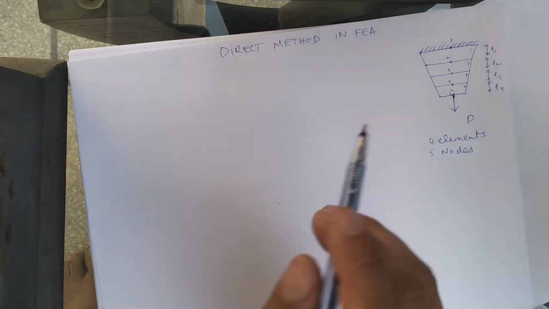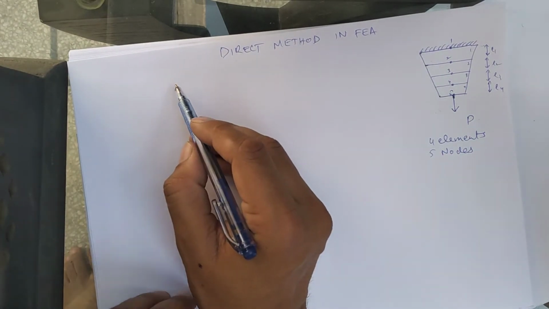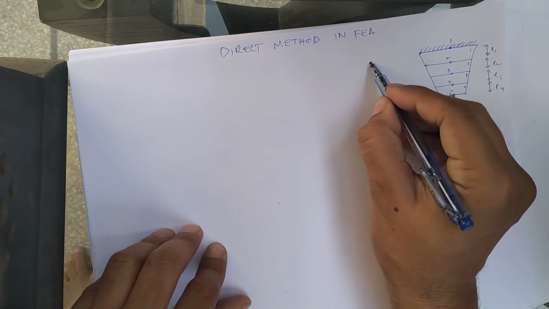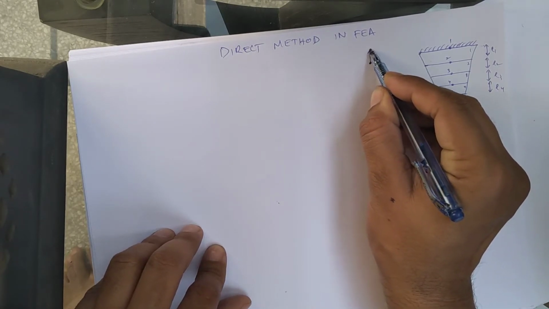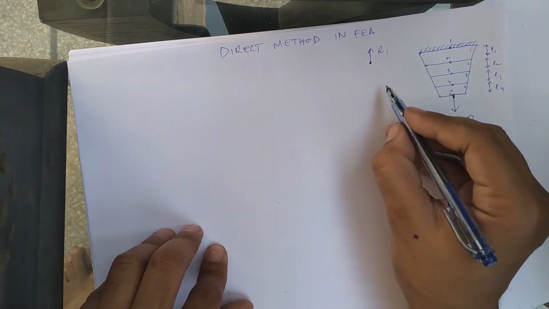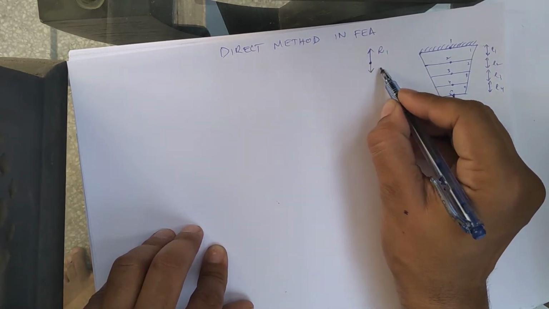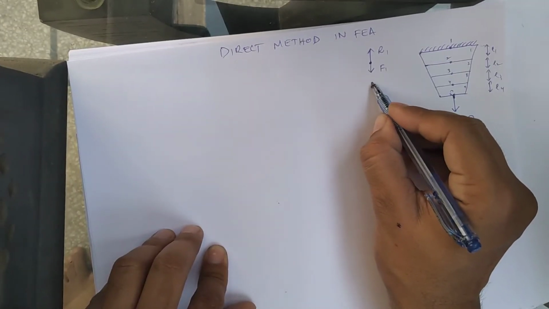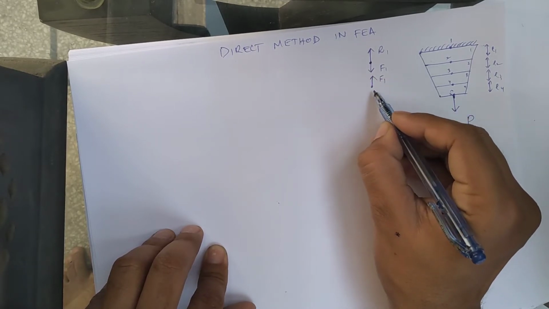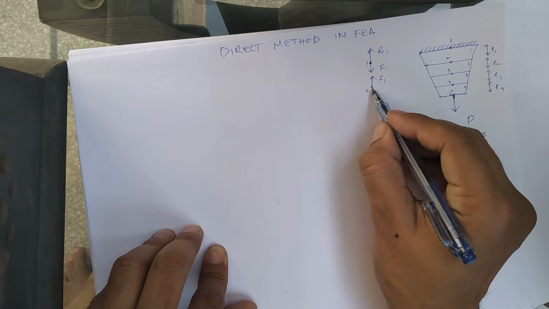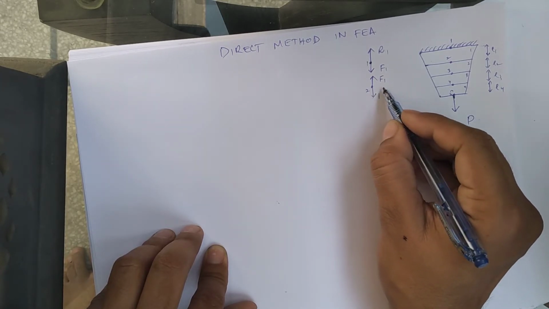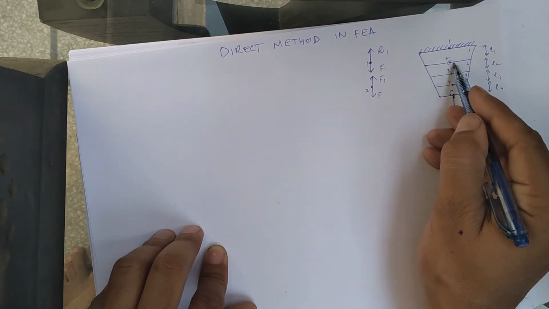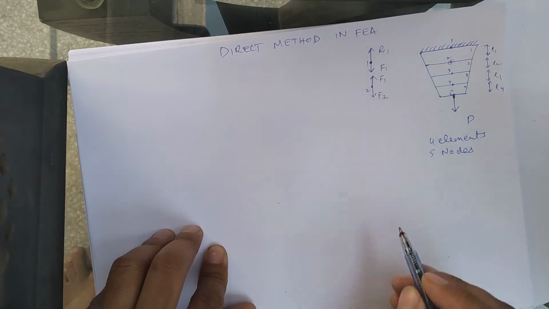Right, so we will solve it one by one, each node one by one. For example, on node number 1 we have two forces. One is the upward reaction force R1, and the second is the downward force which element number 1 is applying on it. Then we have node 2, which has two forces. Element number 1 is applying a force F1 on it in the upward direction, and element number 2 is applying a force F2 on it downward.